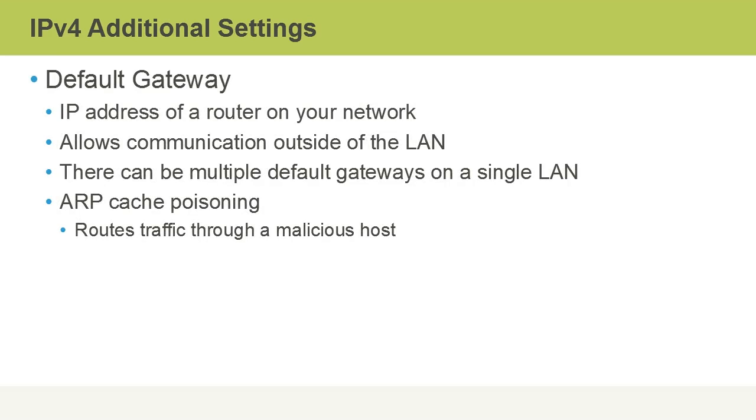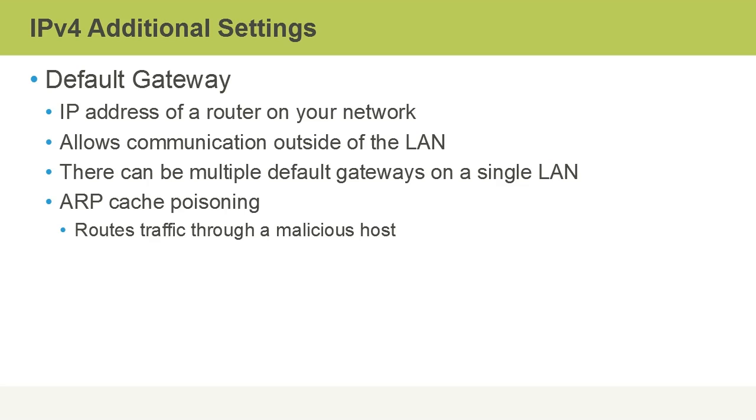There are additional IPv4 settings beyond the IP address, subnet mask, and the special addresses to keep in mind. The default gateway is the IP address of a router interface on your network that you use to communicate outside of the LAN. There could be multiple default gateways on a single LAN, and you could send traffic through them depending on where the destination is.